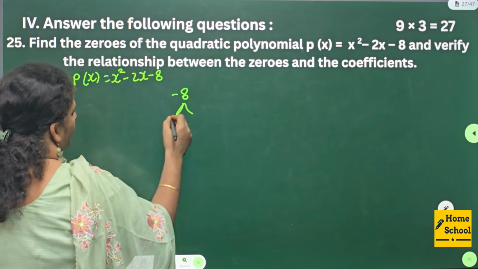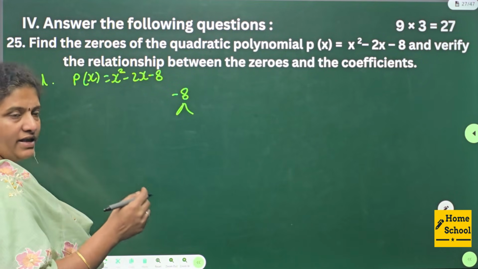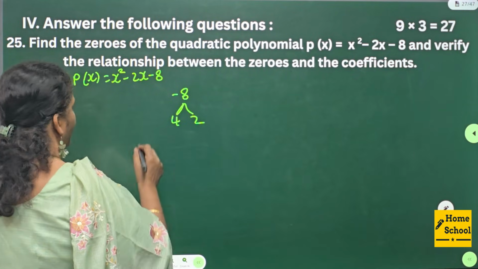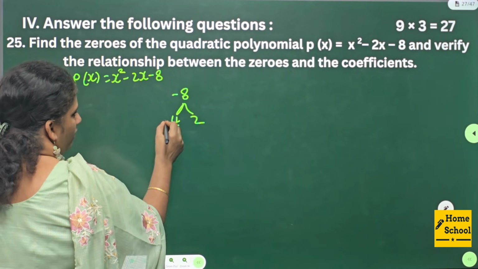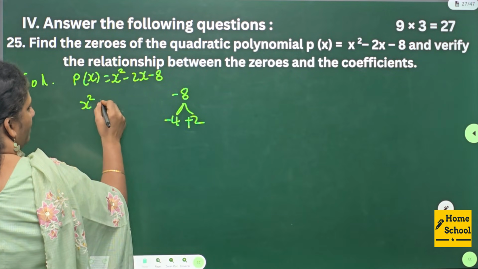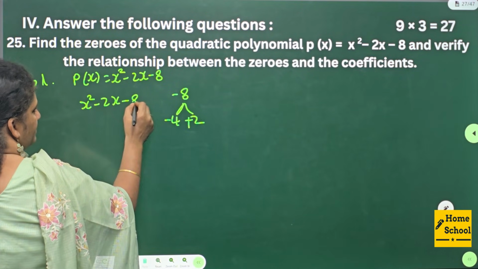Take 1 into minus 8, that is minus 8. Minus 8, what are the factors? 4 2s are 8. I should get minus 2, which means minus 4 plus 2. X square minus 2x minus 8.